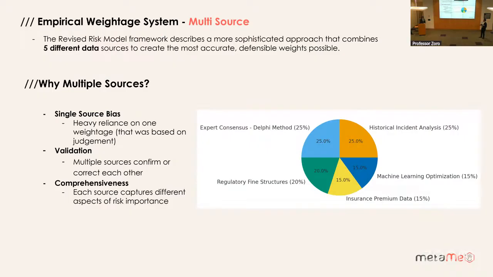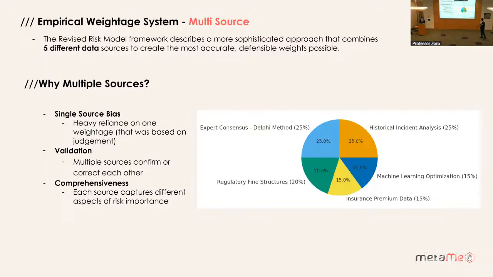So this is what my team and I came up with: we create an empirical weighted system for the risk that's in place. The way we're going to do this is we're going to use multiple sources, instead of just the highs, mediums, and lows that the previous team came up with. Instead, we're going to be using multiple sources to assign weights to these risks.